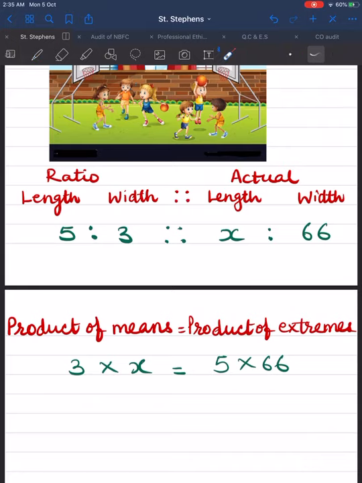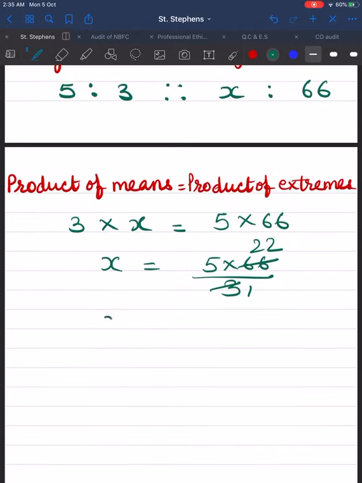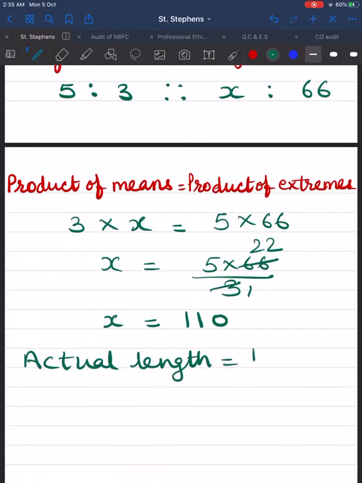Transpose 3 to the other side. Now here it is being multiplied by x. When we transpose, it will get divided. So x is equal to 5 into 66 upon 3. Now 3 ones are 3, 22s are 66. So x is equal to 5 into 22, which is 110. So actual length of playground is 110 meters.